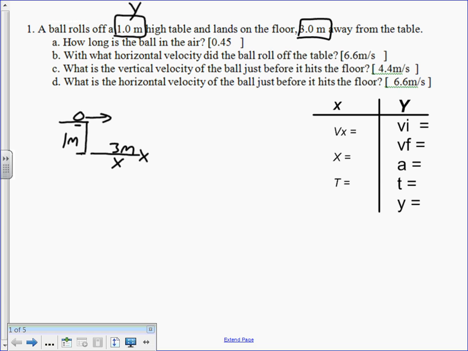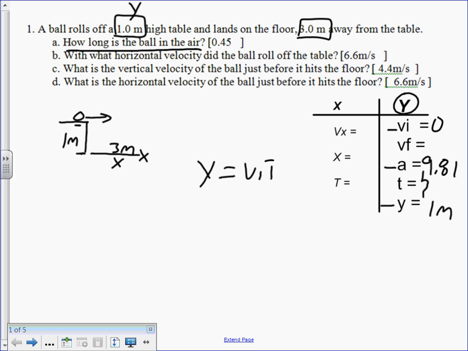And it says, so the first question is how long is the ball in the air? So what we're looking for is time. We have Vi in the y direction. We have Vi equals 0. We don't have Vf. We have a equals 9.81. We are looking for time, and the y is 1 meter. Since we have 3 variables, we can go ahead and solve for time, figure out how long till it hits the ground. That's going to be y equals Vi t plus 1/2 a t squared.